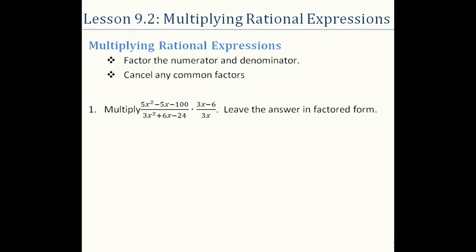In lesson 9.1, we learned to simplify rational expressions. Today, we're jumping to multiplying rational expressions. We don't do addition and subtraction first because this is the next simplest thing to do after we learn to simplify. The reason we can do that is because when we multiply fractions, all we do is multiply the numerator times the numerator and the denominator times the denominator.